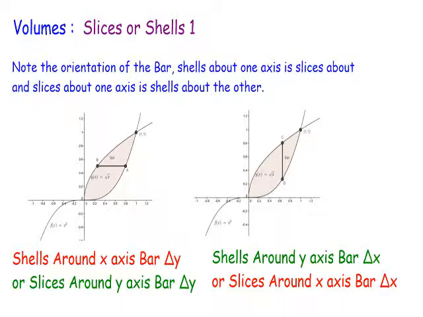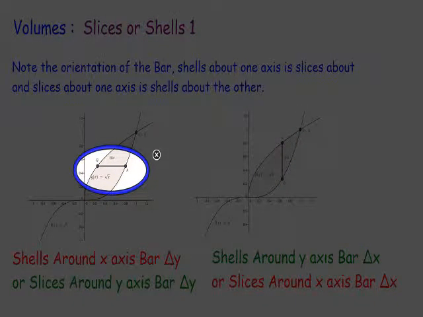Now we're just having a look at the orientation of the bar and how it impacts on the actual seeds, which are going to create the volume. Now, the first diagram, you can see the bar is perpendicular to the y-axis or parallel to the x-axis. As you can imagine, if I go around the x-axis, I scribe out a shell. If I go around the y-axis, it makes a slice.